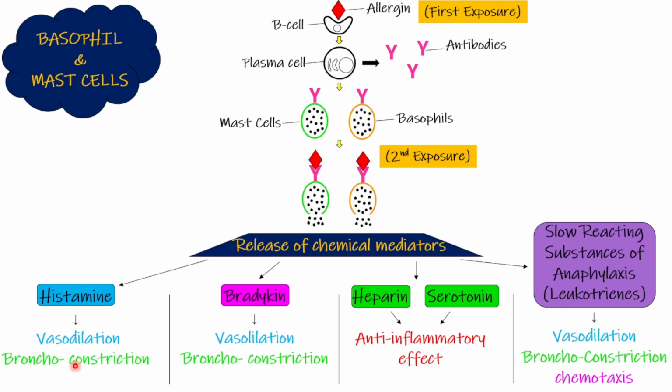Now, what does bronchoconstriction do? Bronchoconstriction will give an asthma-like feeling. Whenever there is constriction of the bronchioles, which is known as bronchoconstriction, the person feels difficulty in breathing, the symptoms of asthma.